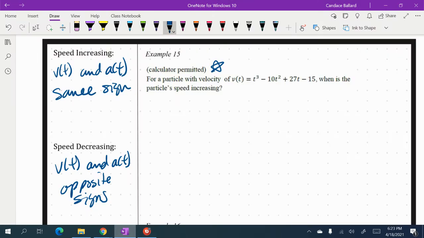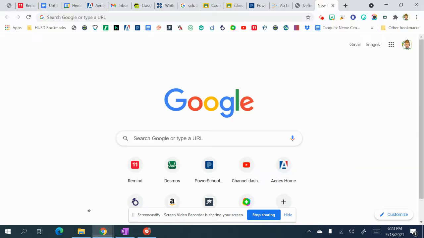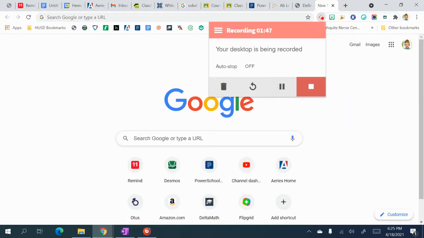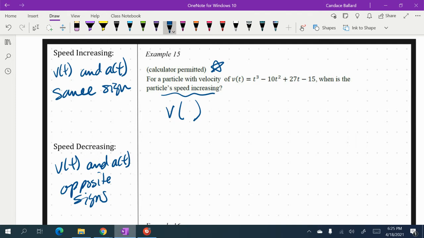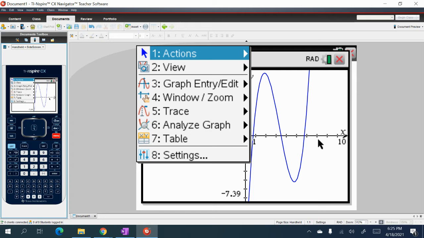All right, so for a particle with velocity v of t, when is this particle's speed increasing? So literally we need to look at the velocity. Ultimately, what I need to do is a sign chart on this. So I'm going to have to find the velocity and the acceleration, which means I'm going to need these critical numbers. So I'm going to go to Menu, Analyze Graph.